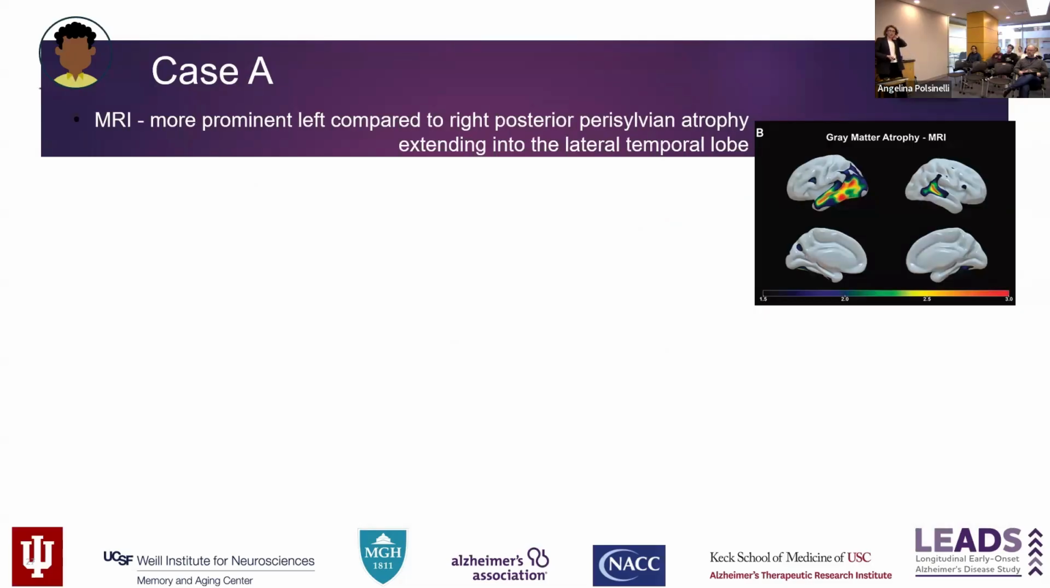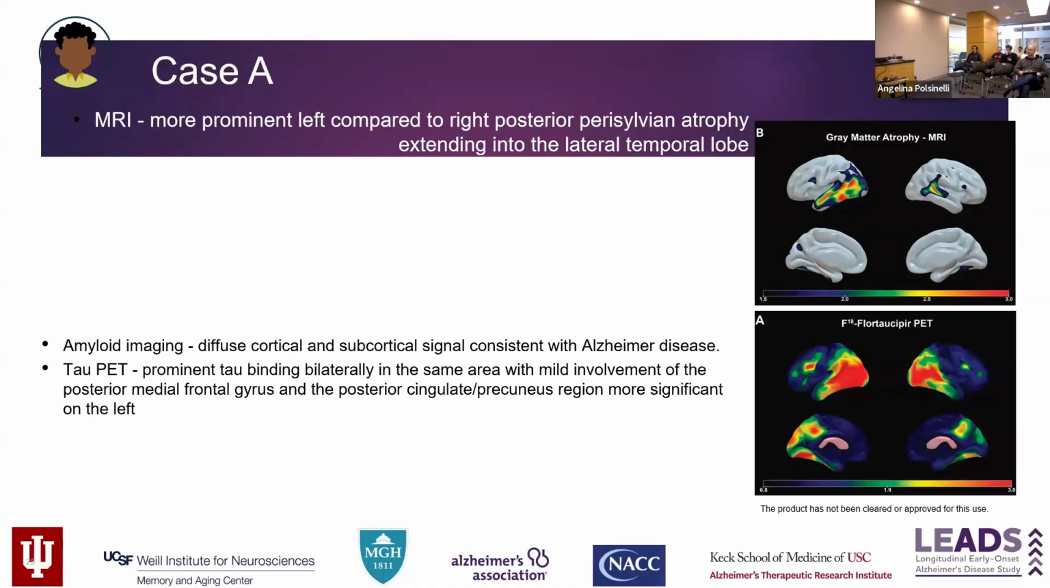So when we look at his imaging, he had an MRI that showed more prominent left compared to right parasylvian atrophy. That kind of, as you can, I can't see it, but you can see here, it extended into the temporal lobe on the left-hand side. A little bit on the right, but not much.